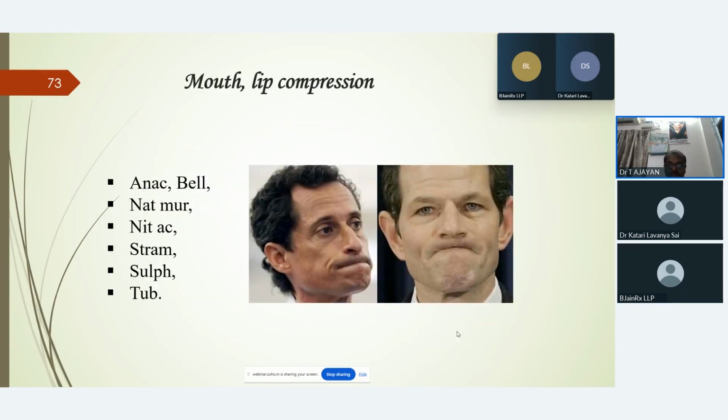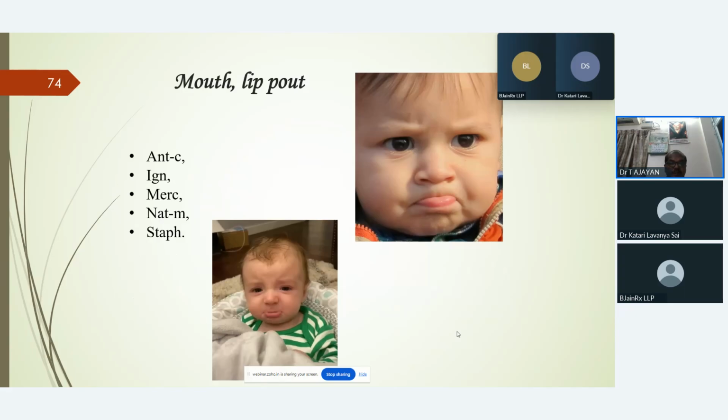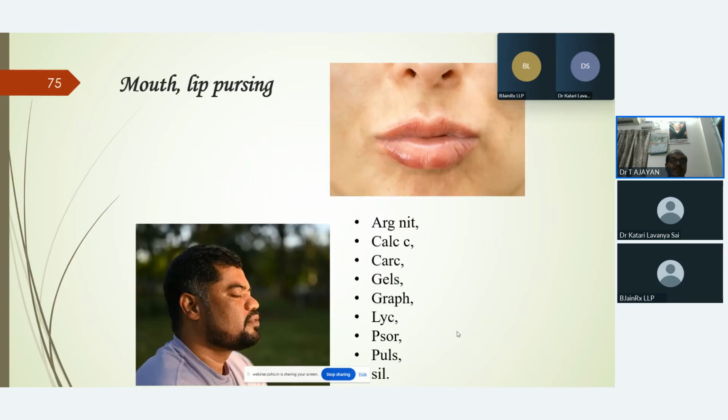I will show you a few patient video clippings if the time is available. Then look, the mouth lip pout: almost all children present like this. In our materia medica, Antimonium crudum, Ignatia, Natrum muriaticum, Staphysagria, a few drugs also show this particular finding, lip pout.